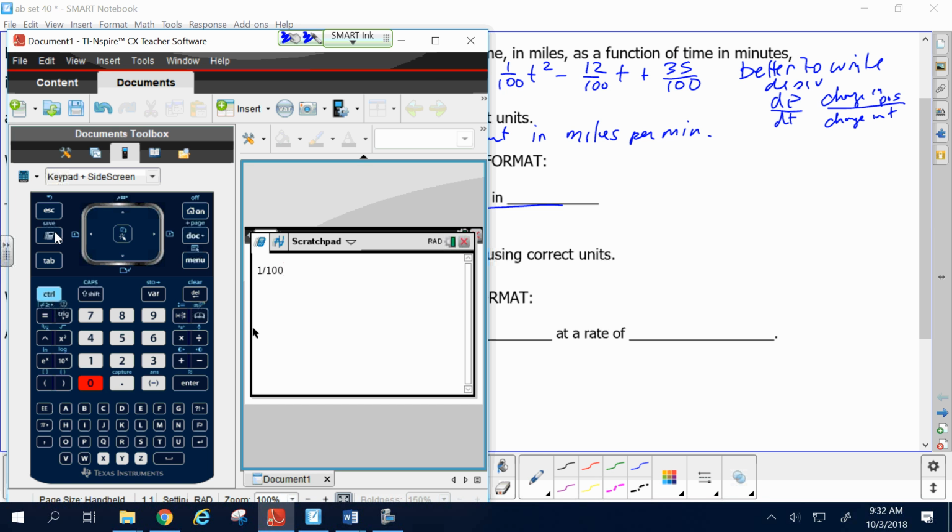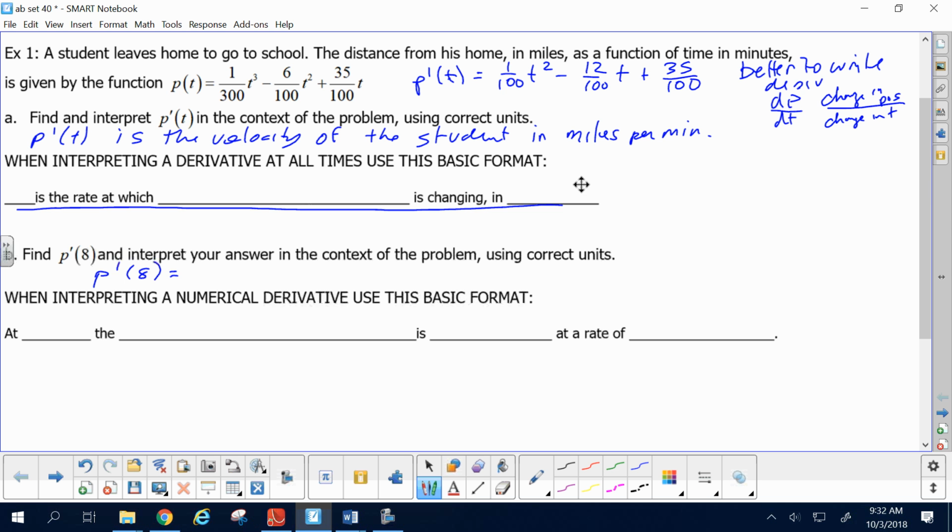100th times 64 minus 12 100ths times 8 plus 35 100ths. Did you get 3 100ths? Yes. Okay, cool. All right, then. Report your result. It's best to attach units both in your answer and in your explanation. So what are the units on that? It's miles per minute.